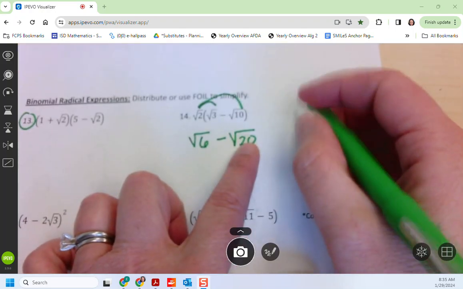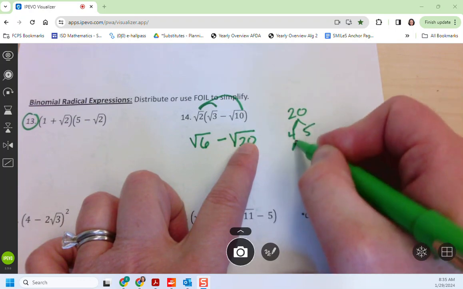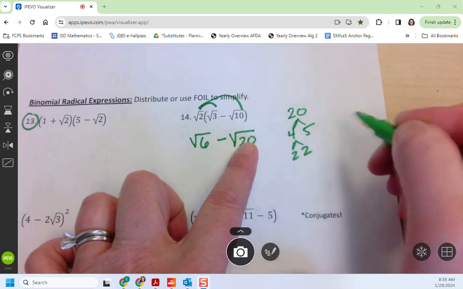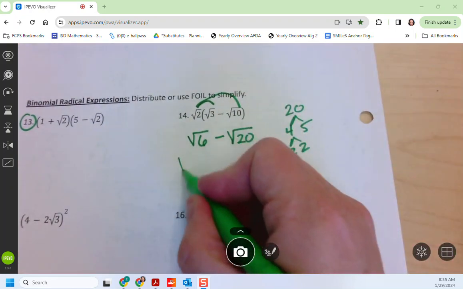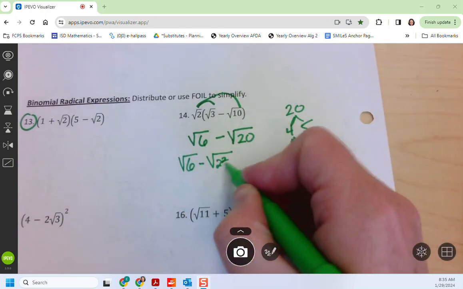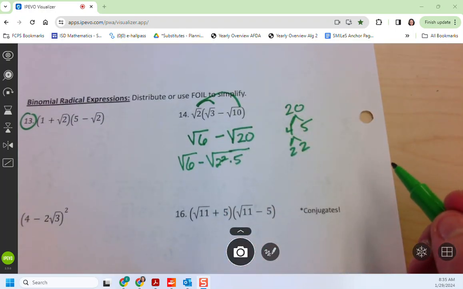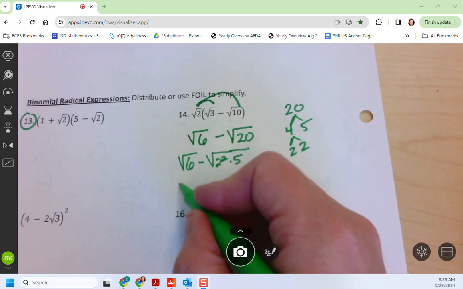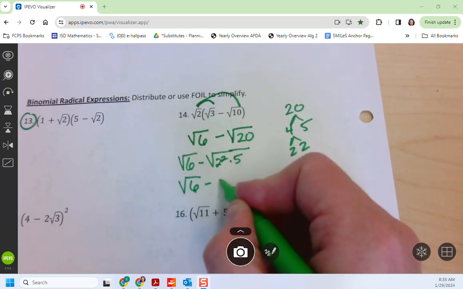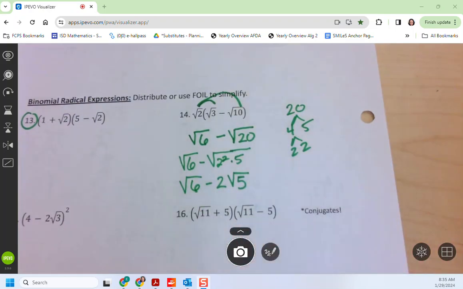I'm going to do a factor tree for root 20. All right, and since we have 2 2's, it will simplify. Okay, so 2 squared times 5, and that means the 2 can come out. So I have root 6 minus 2 root 5. Now notice the radicands are different, 6 and 5, so I can't subtract them, but I do have my simplified answer.